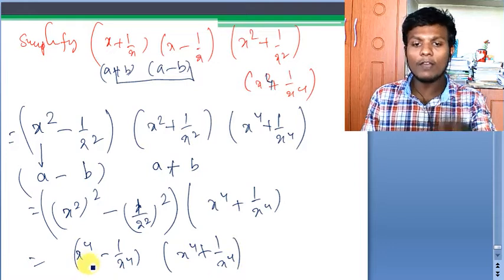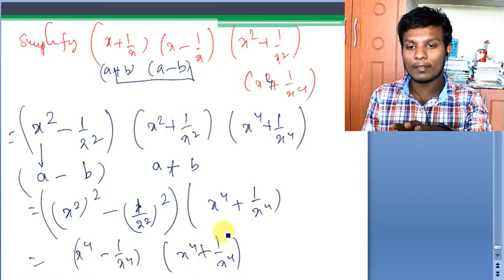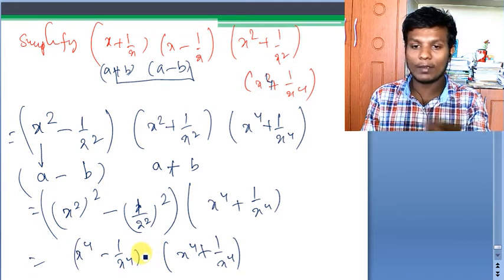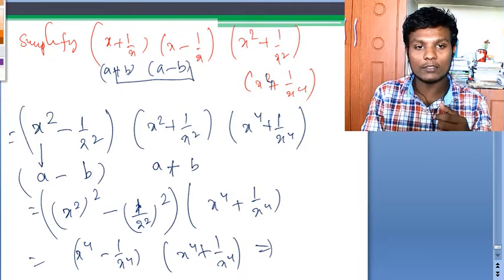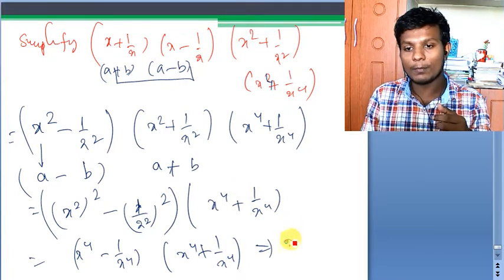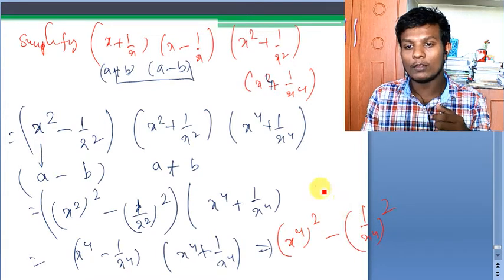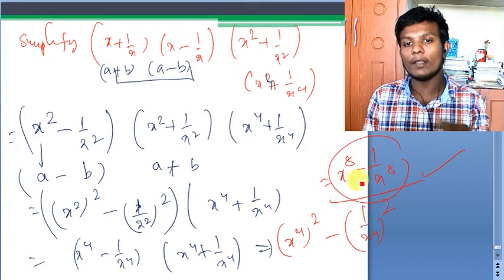Now again if we see this one, (a plus b)(a minus b), again it is a matter of a square minus b square, but now our a is x power 4, so that is why you will write (x power 4) whole square minus (1 by x power 4) whole square. This is x power 8 minus 1 by x power 8. So this is going to be the final answer.